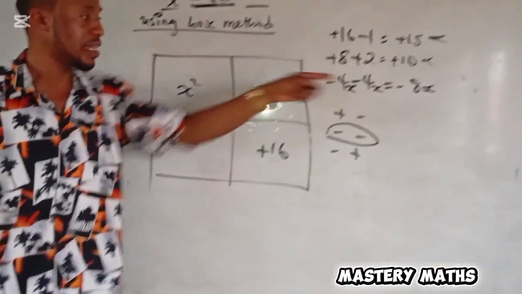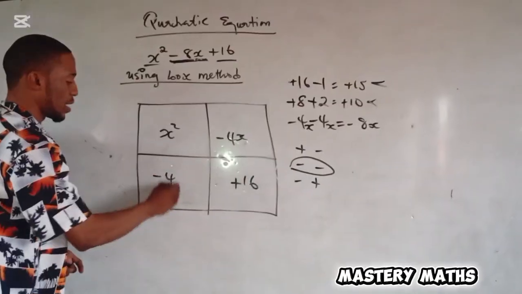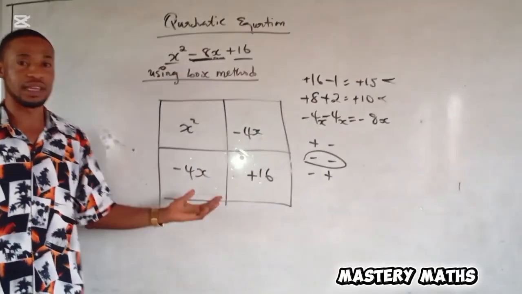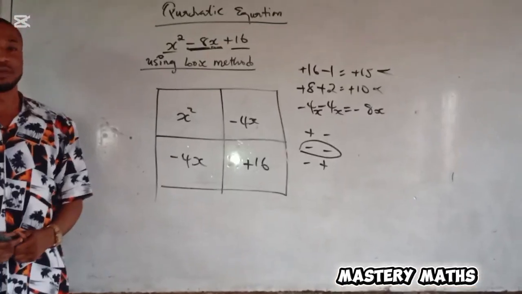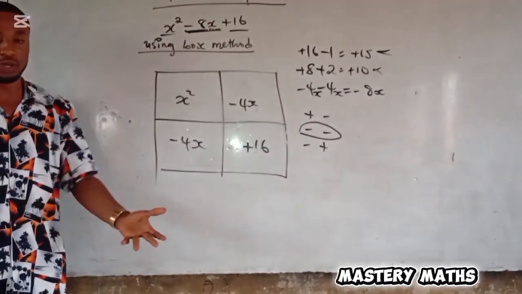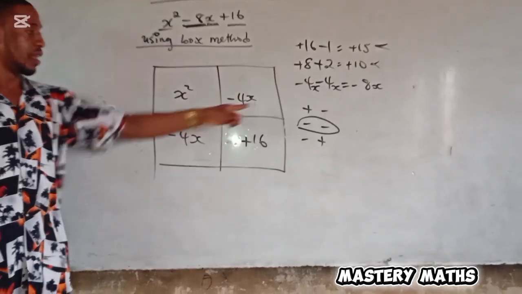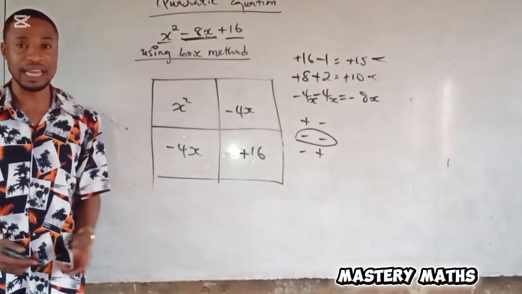This minus 4, the first minus 4x comes here. The second minus 4x comes here. You see it now? We've placed it in the box. Now, this is the next thing we need to do. To get to the final answer, what should we do next after placing the figures here?